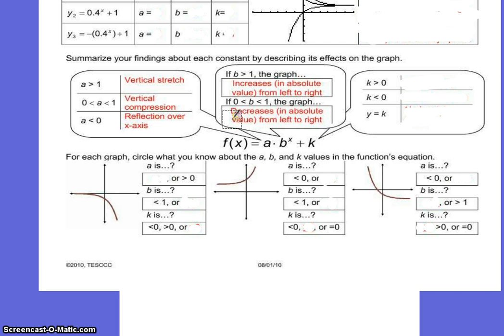So now we're going to look at my k here. So I see that it's really going to be plus k because that's my value that sits off to itself. So what's going to happen if my k is greater than 0? We learned that k controls up and down movement, correct? So if my k is greater than 0, it's going to translate up. If it's less than 0, it's going to translate down. And if y equals k, then that becomes my horizontal asymptote.